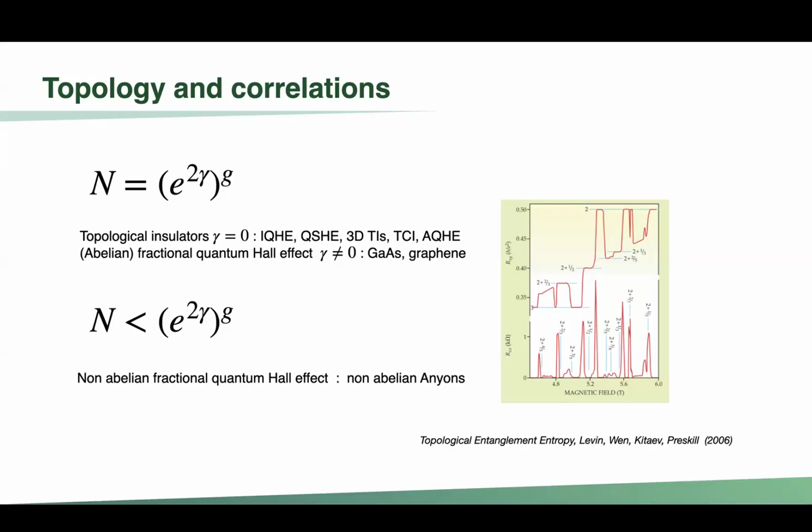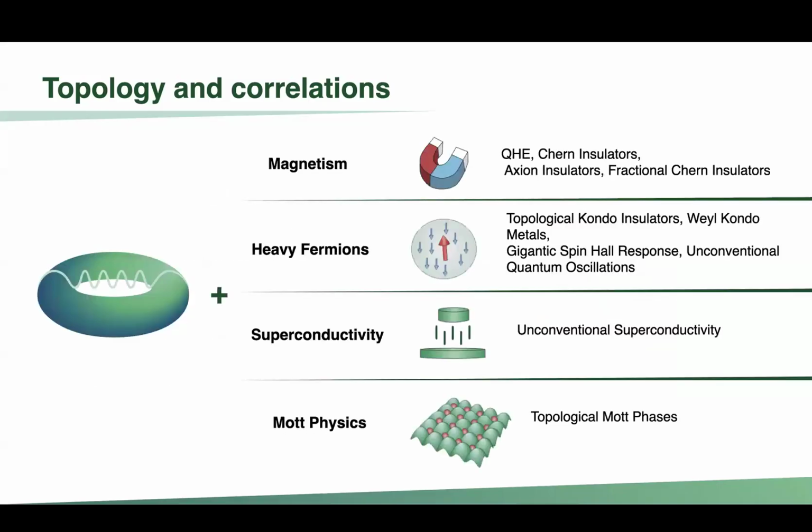In this talk, I'm going to stay at gamma equals 0, and despite it only having one ground state, we have very interesting physics. We're going to have topology combined with magnetism, heavy fermion physics, superconductivity, and Mott physics. And in all these cases, we can actually tackle them with a single particle picture to a certain extent.